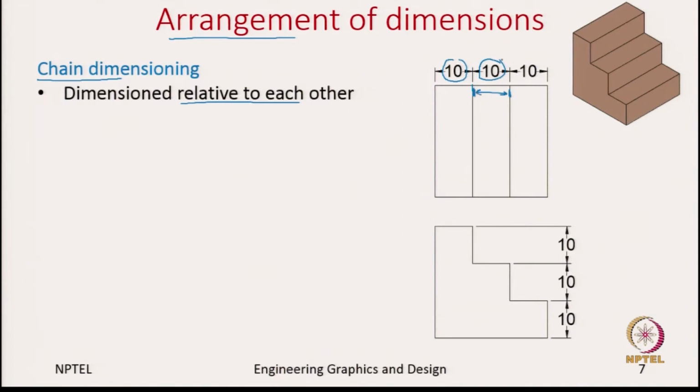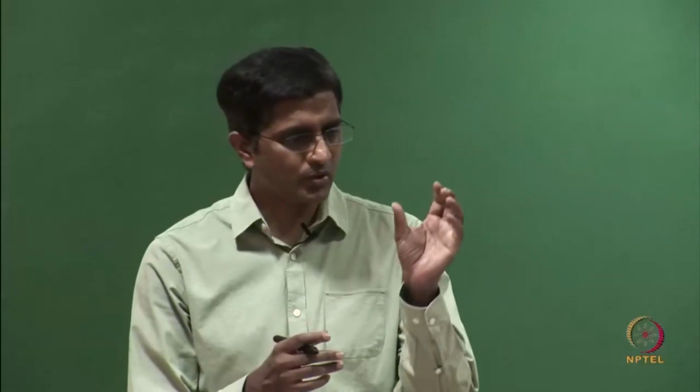Again we repeat. So, once you go to the third dimension, the reference we take from the previous feature and then say that this is at a dimension of 10 from the next feature. So, this is like chain dimensioning, where you show one dimension and then you place the next dimension next to it and keep continuing. There is a problem with this kind of dimensioning.